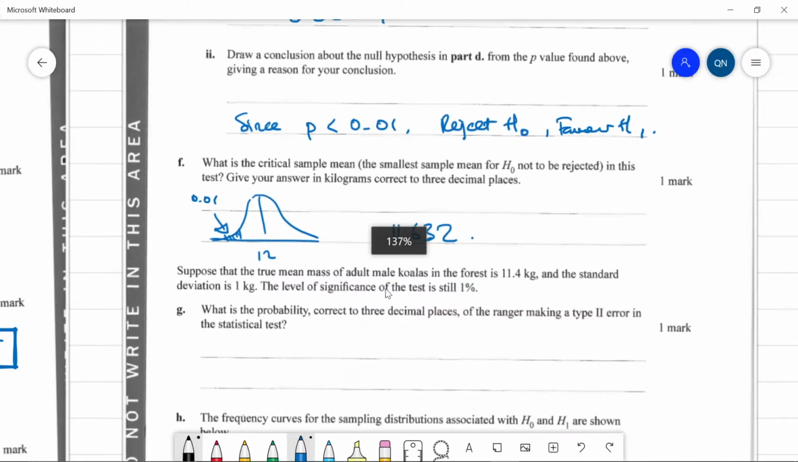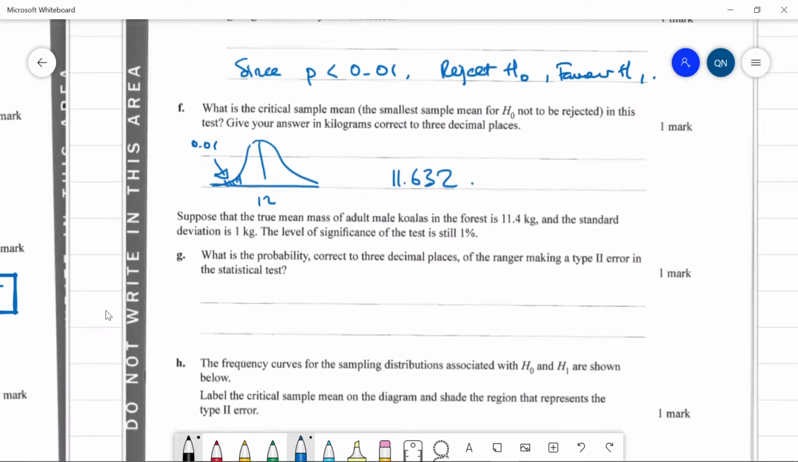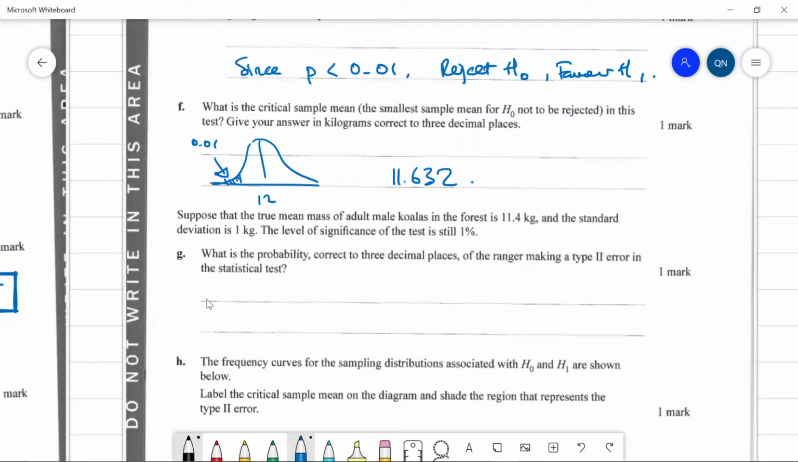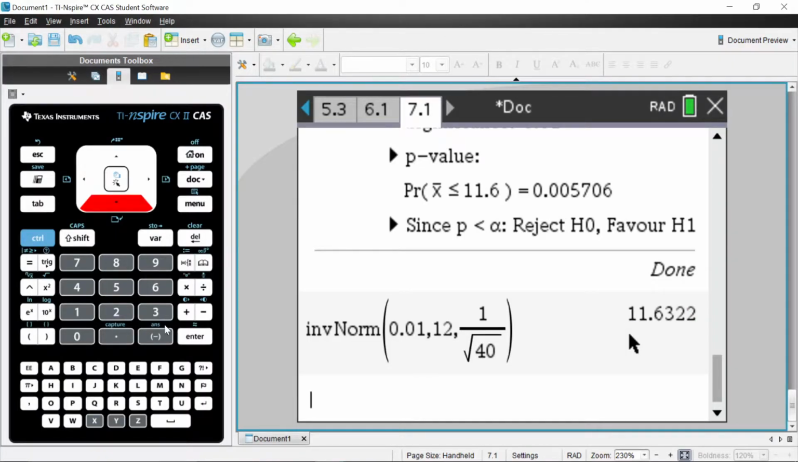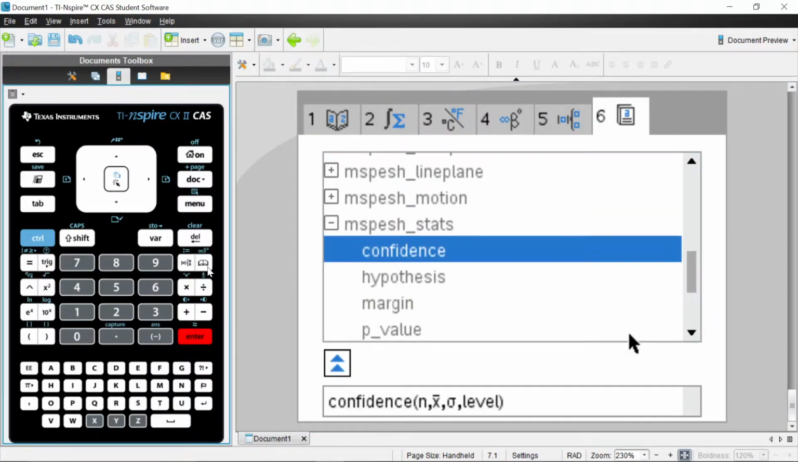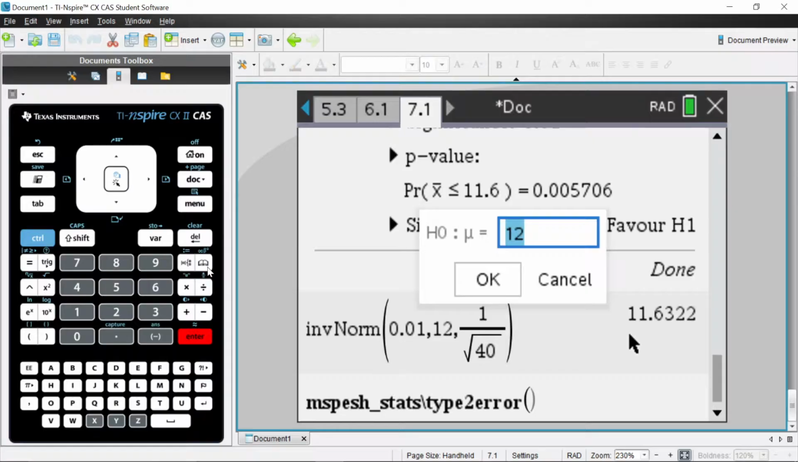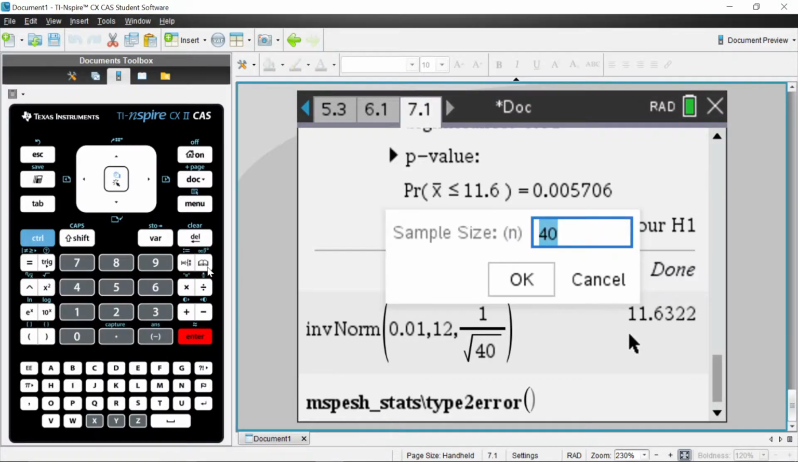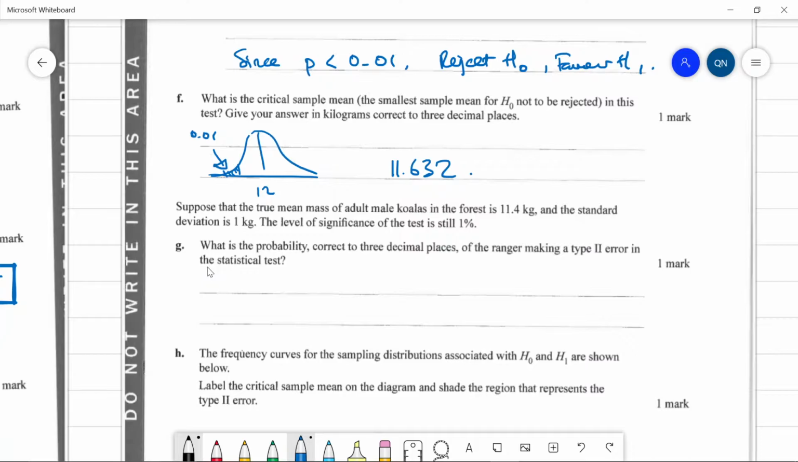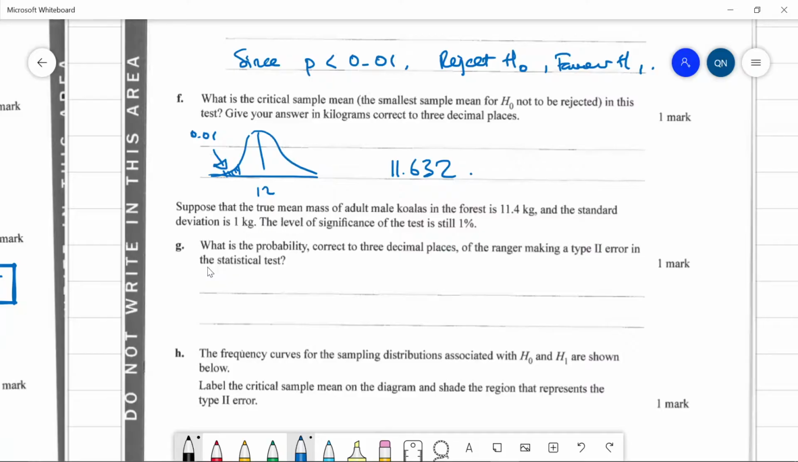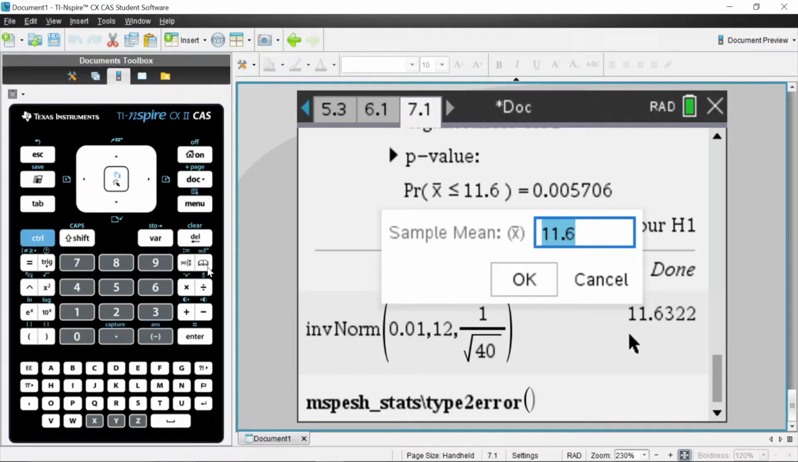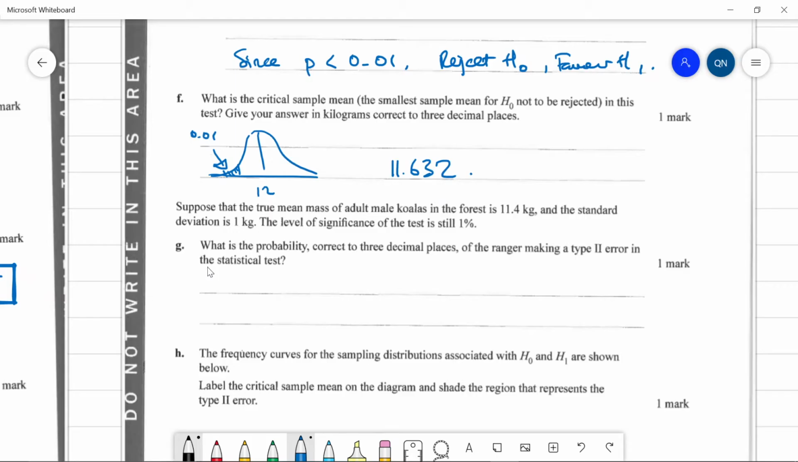Suppose that the true mean mass of adult koalas is 11.4 and the standard deviation is 1. Level of significance still the same. What's the probability of the ranger making a type 2 error in the statistical test? Let's use the type 2 error program. So we're going to go to stats, type 2 error, and then it's still 12, 1, sample size is 40, right? We'll assume it's 40. True mean mass is 11.4. So the sample mean we'll just take to be 11.4 in this case.